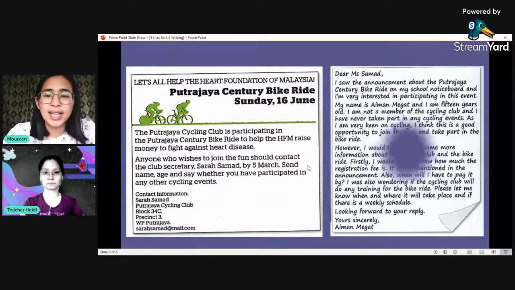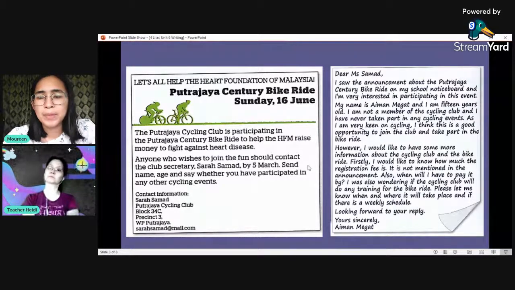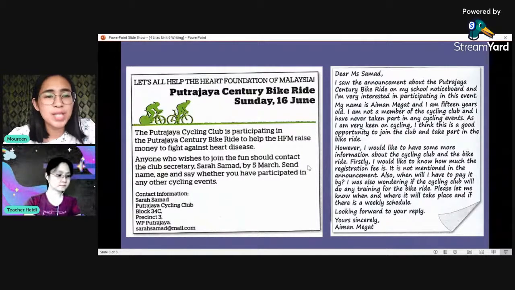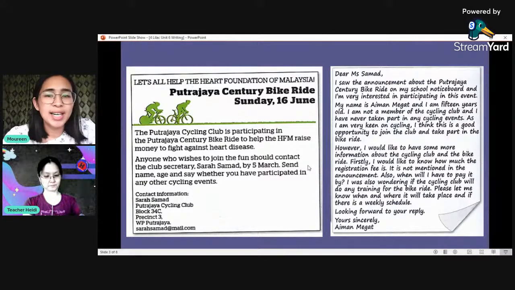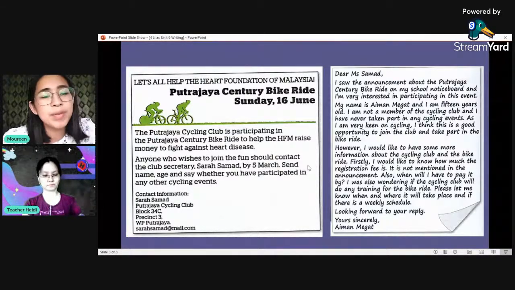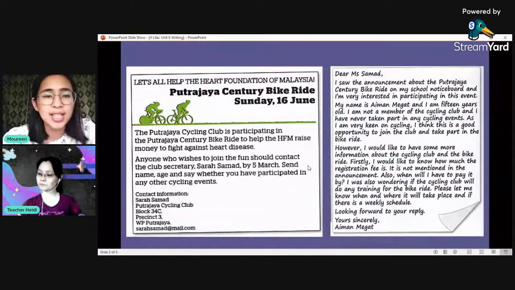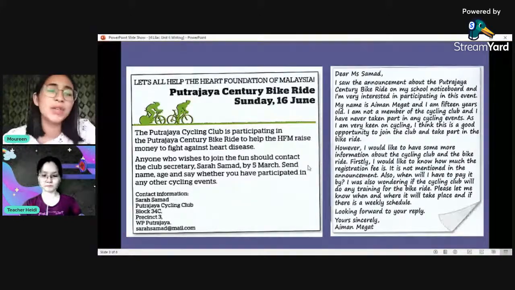And then, the next picture is a response. This is actually a response from someone who wishes to join the bike ride. Class, if you can't see the picture clearly on the screen, you may also refer to your textbook, page 86. This is actually in your textbook, so you can see the pictures closely in your textbook.